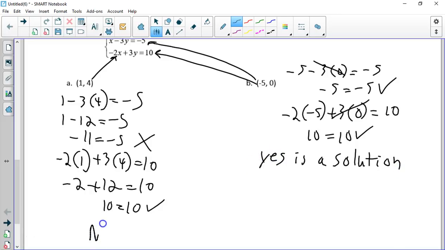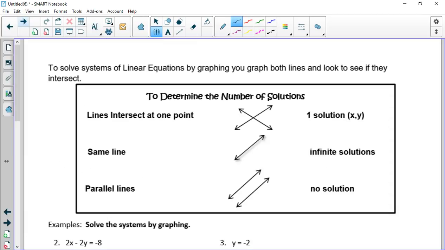And here we always should say so. Okay? So yes, it is a solution because it is on both lines, which means it is on the intersection of the two lines. All right. Now, to solve a system of equations by graphing, you graph both lines and look to see if they intersect. So the last one we just did, (-5, 0), it did cross at that point, (-5, 0).